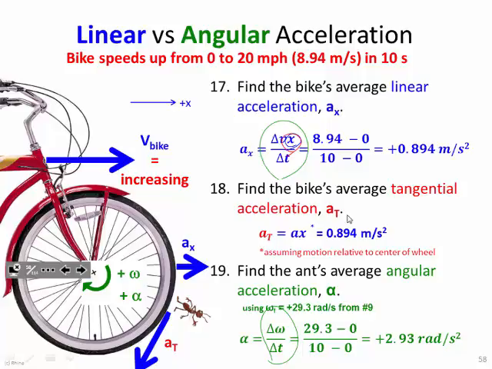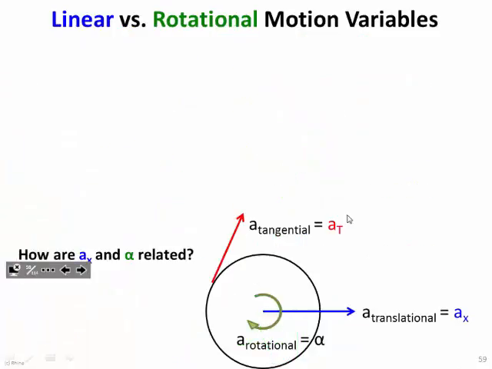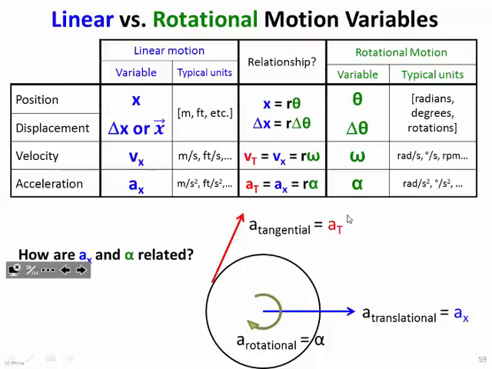That's from number 9. I got the 29.3 from problem number 9. All right. And how are AX and A related? I could also have used on this last problem, I could have taken my AX value and just multiplied R times alpha equals AX and figured out what alpha was on the last problem. All right. So there's our completed table just showing the relationships. And these are the key relationships we're talking about. That guy, and that guy. Okay?